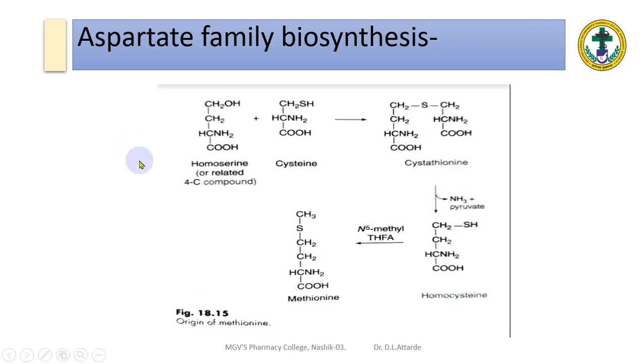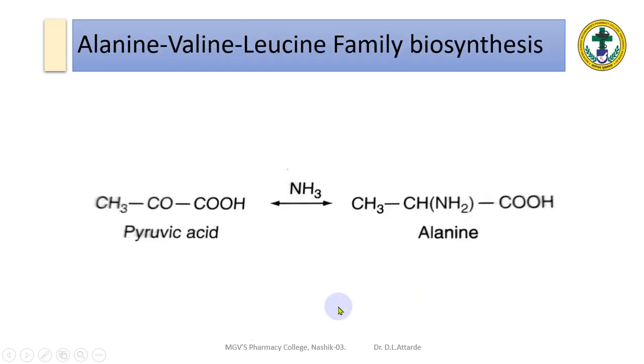In the aspartate family, homoserine forms from aspartate. This is a 4C compound, and another amino acid, the sulfur-containing amino acid cysteine, condenses with it to form cystathionine, which with the loss of an amino group and pyruvate leads to the formation of homocysteine. This homocysteine further gives methionine. So this is how aspartic acid gives rise to methionine.